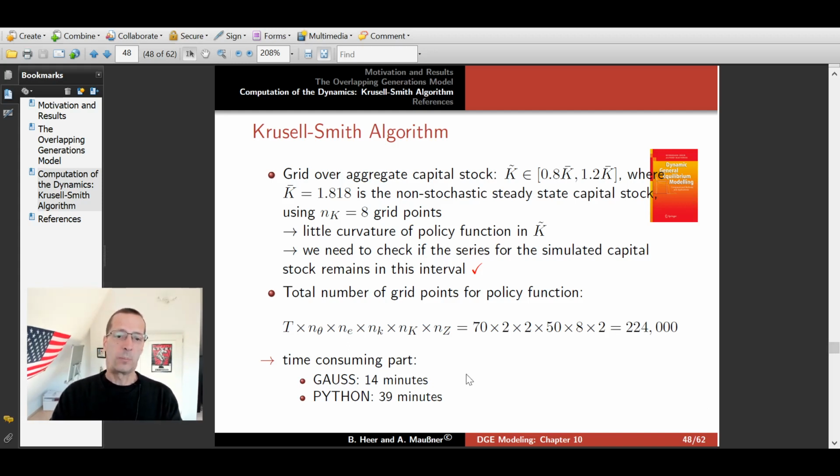And we have to compute these optimal policy functions at 224,000 grid points. That's the individual plus aggregate asset space that we consider. And this is, of course, again a time-consuming part. In Gauss, it takes 40 minutes, and in Python, it takes 39 minutes.